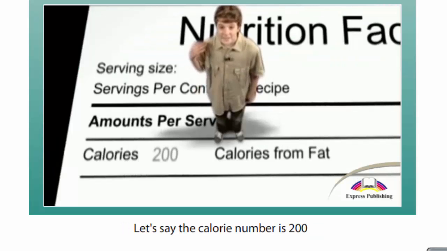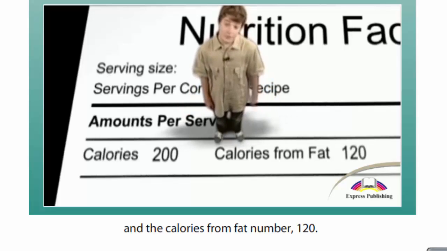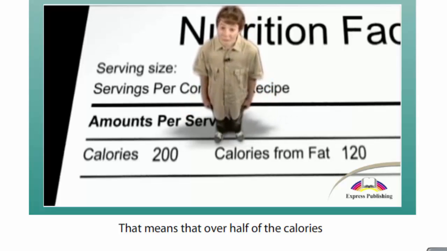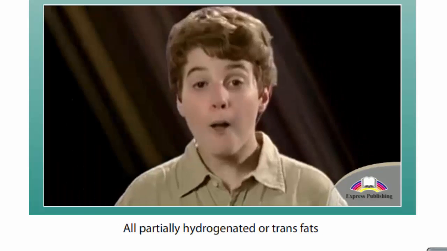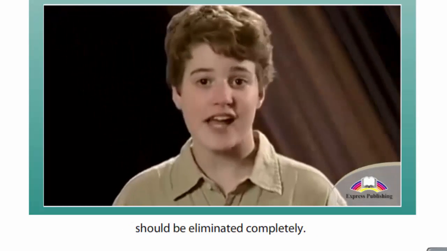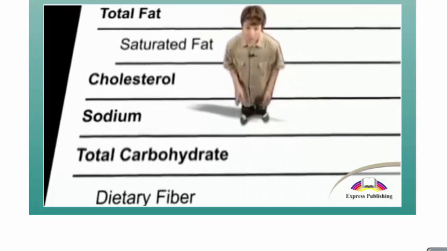Let's say the calorie number is 200, and the calories from fat number, 120. That means that over half of the calories are from fat. All partially hydrogenated or trans fats should be eliminated completely. The trans fat number must be 0.